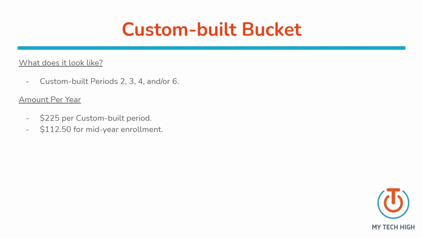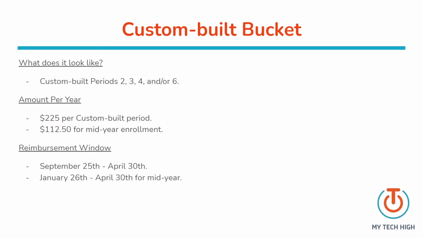These funds are fluid, meaning that you don't have to restrict yourself to $225 per subject. If your child only needs $100 for language arts, but more funds for science, it is approved to share those funds accordingly, as long as you only share them with custom-built periods 2, 3, 4, and 6.